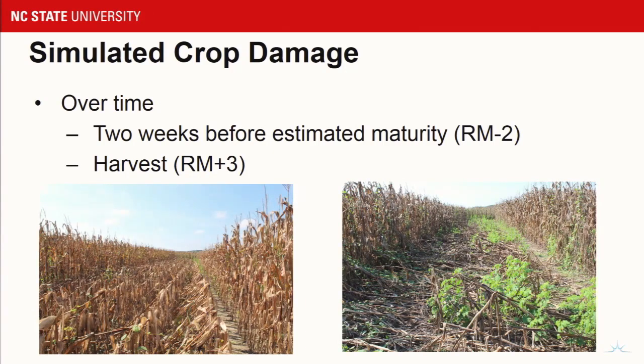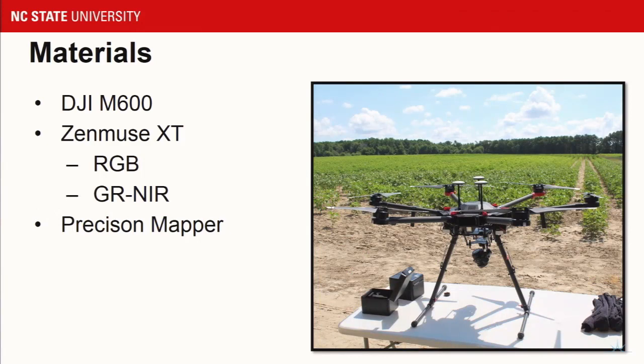We did that over 5 or 6 weeks. We started 2 weeks before the relative maturity of that crop, and we went 3 weeks afterwards. So we can see what happens over time, the time effects of that damage, and how that changes our analysis. So we put a DJI M600 over it. We flew a Zenmuse XT with both RGB and multi-spec in the NIR band. We did all of our data processing in Precision Mapper.